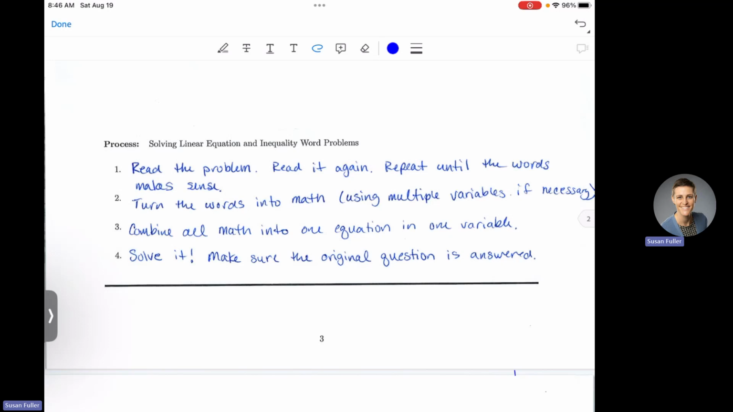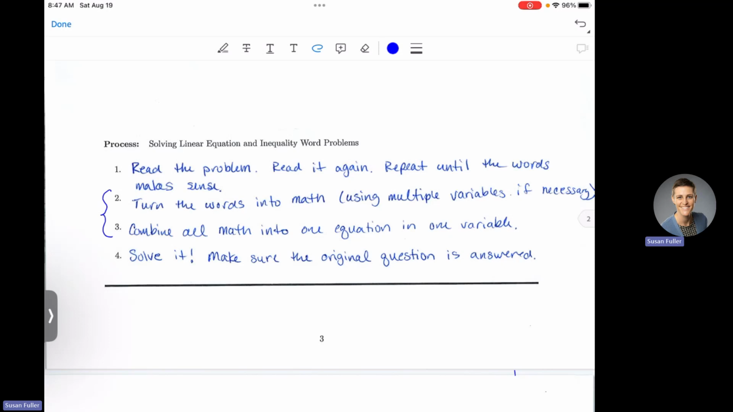And if you need to use multiple variables at first, go ahead and do that so that you can make sense of the information. And then you need to make sure that you combine everything into one equation in one variable. Some of you may be able to do these two steps kind of at the same time, but don't take shortcuts unless you are 100% confident that you are doing it correctly.